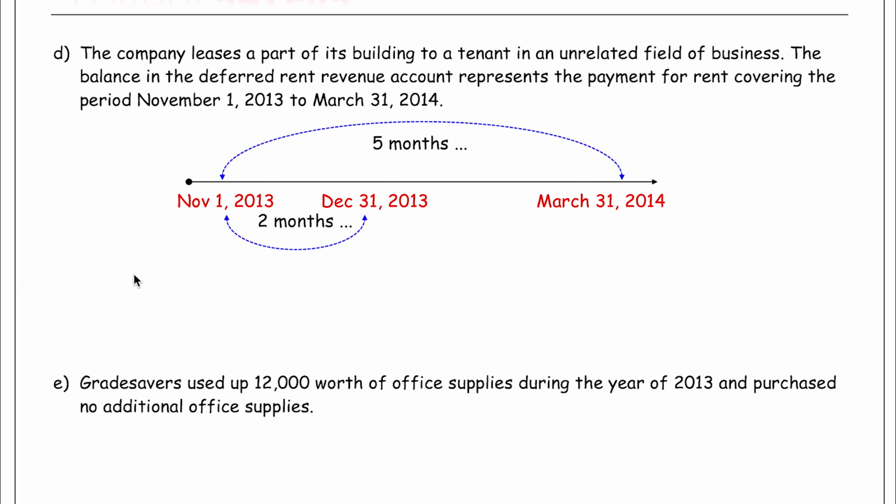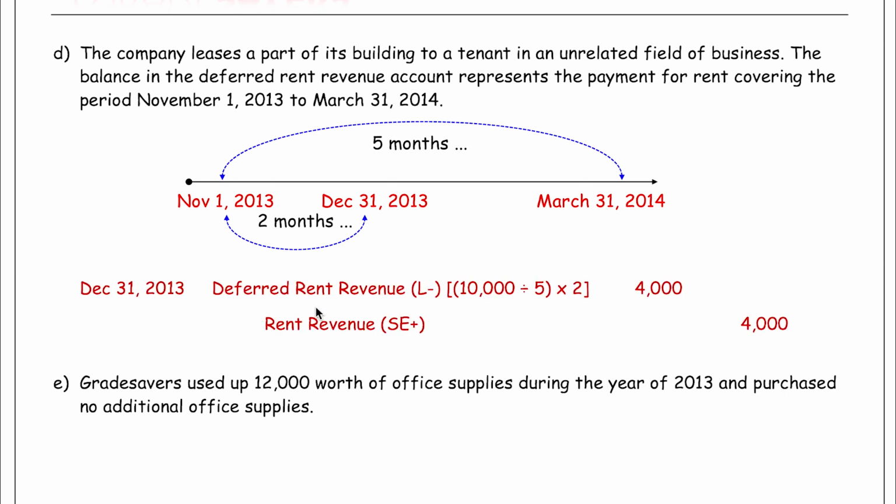So in our journal entry, we're simply going to debit deferred rent revenue, and that's because we're less liable. The way that we're going to calculate the amount is by dividing 10,000 by 5 so that we figure out the amount for 1 month, and then multiplying by 2 to say that 2 months worth of rent have been earned. So if we work that out, we should be getting 4,000, and we're going to of course credit rent revenue, which is an equity account. We're crediting this account simply because the value of equity is increasing.